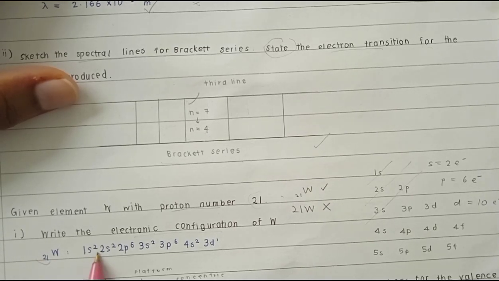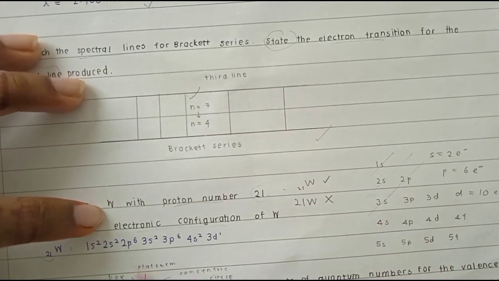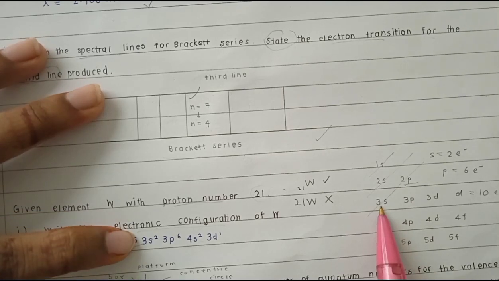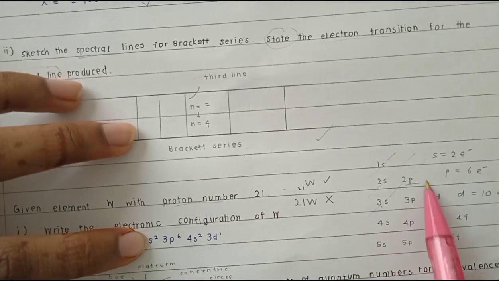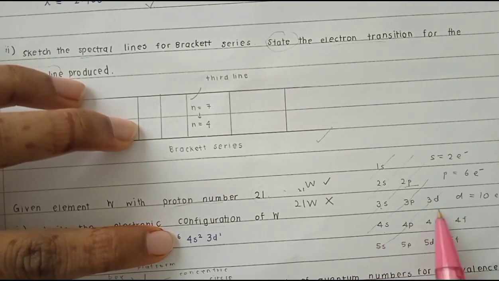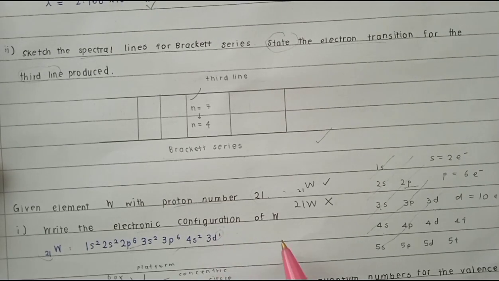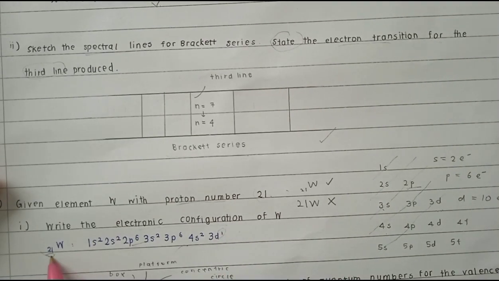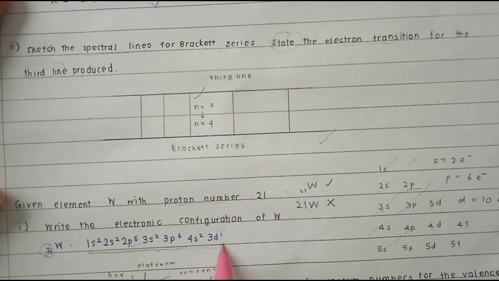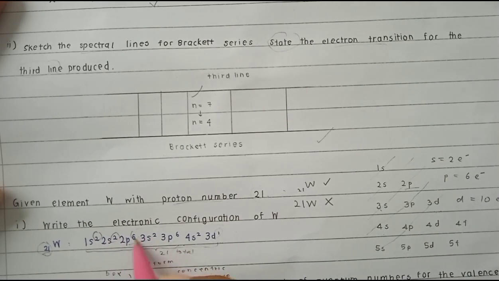So 1s2, 2s2, and then 2p6, and then 3s2, and then 3p6, and then 4s2, and then 3d1. Why is it 3d1? Why is it not 3d5 or 3d10? Because the proton number is only 21, so this is enough. This is 21 in total. If you count this, you will get 21.